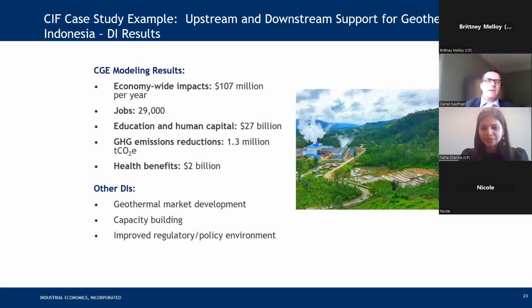What we find, to summarize succinctly, is billions of dollars in increased economy-wide benefits. And this comes from increased economic activity and productivity, as well as education and human capital benefits that result from a more reliable supply of electricity, as well as a reduction in greenhouse gas emissions, which results from displacing fossil fuel powered energy with clean geothermal energy. And we can also talk more about this case study during the discussion and question and answer. Next slide, please.